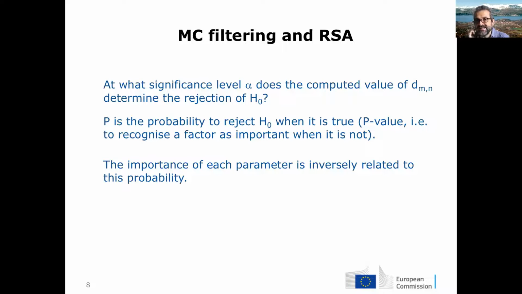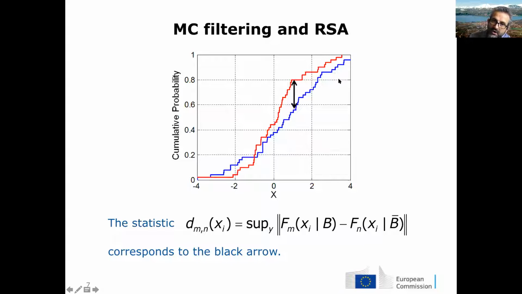So then, as in any statistical testing, the question is, at what significance level alpha does the computed value of D, the statistic, determine the rejection of H0, the null hypothesis? And the null hypothesis is that the distribution red and the distribution blue are the same. So their difference is just because of, let's say, a small sample, or just randomness, but not any kind of structure. So the two distributions are not significantly different.